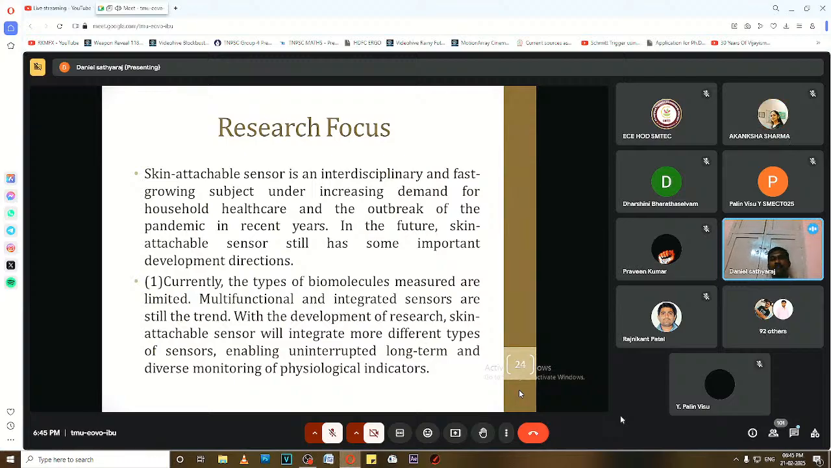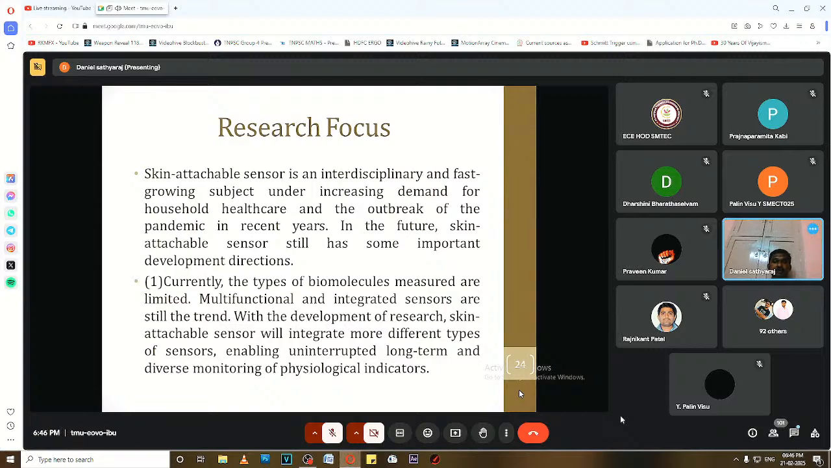And we can also check our health condition. If we are feeling some discomfort, whether it is due to the sugar level or anything, we can check it and immediately act on it. So that's an area. Not only that, in many aspects, not only glucose level, the sodium level and other salts in our body can also be measured using the sensors available, and the focus is also on that. And the biomolecules measured are limited.